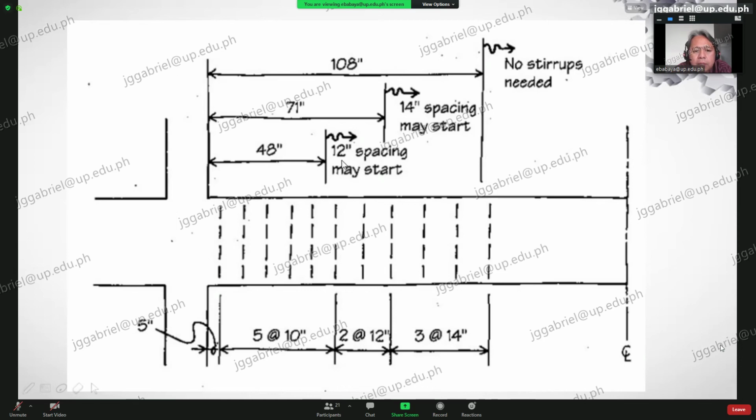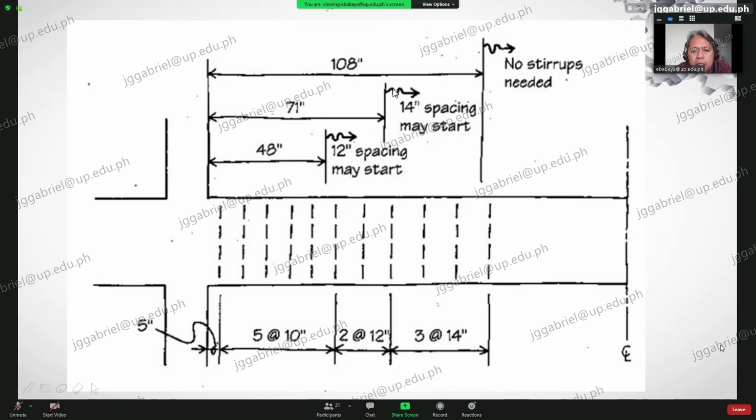Okay, so lumagpas na siya doon sa 48 inches. Now, ito yung region na 10 inches. We're still conservative, no? Now, paglagpas niya sa 48 inches, our spacing then would be 12 inches. So 55 plus 12, and then another 12, so 24. Okay, so this 12 inches will pass this region, 71 inches from the support.